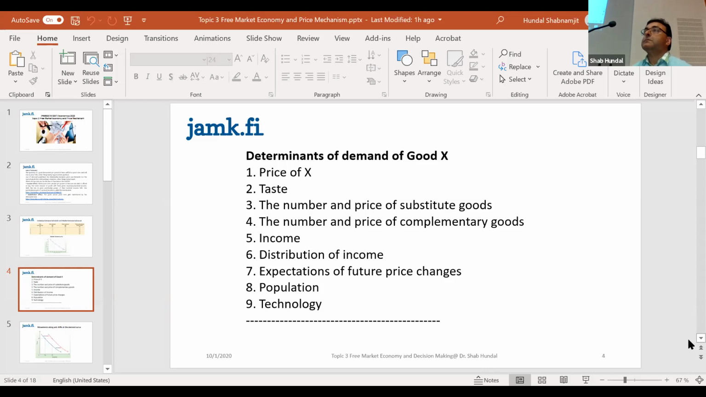Population. A society with more population and a society with less population. Which one has more demand? Should I even ask you? Obviously, more consumers, more market demand.